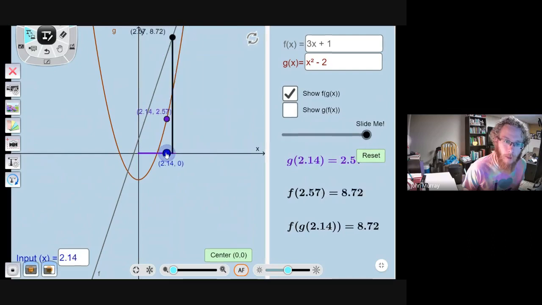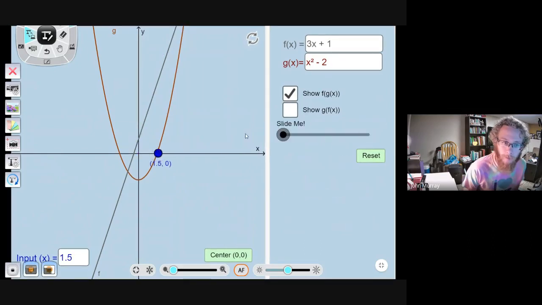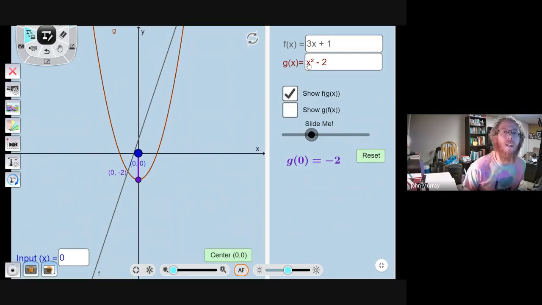Okay, so let's do it with a smaller number maybe. Let's do 0. x is 0. When I plug in 0 into my g of x function, it gets us negative 2. So now that negative 2 is what I plug in. That's my new x value. When I plug in negative 2 to my f, I get negative 5 as an answer.